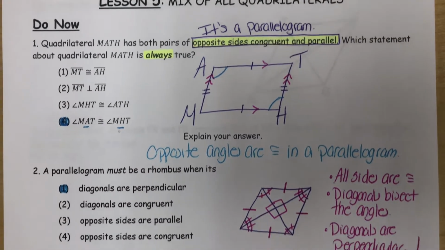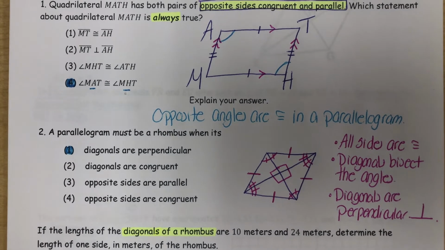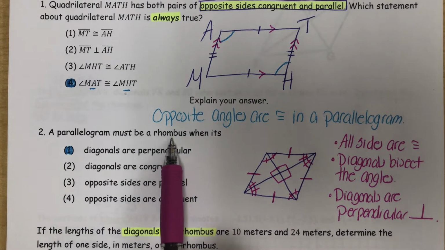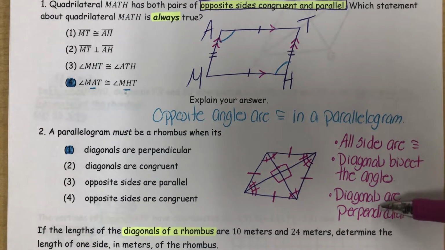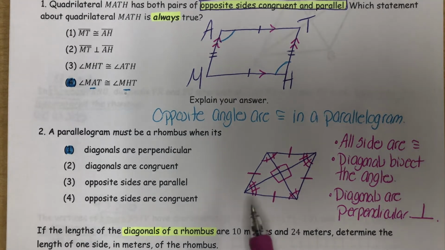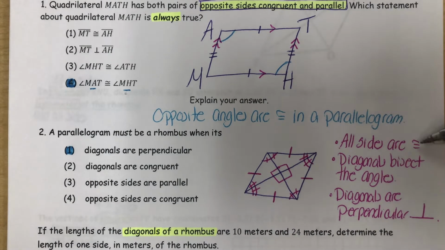Number 2, a parallelogram must be a rhombus when, so again, a rhombus has all the properties of a parallelogram, but what makes it a rhombus and not just a parallelogram is these 3 extra bullets I wrote out on the side. Okay, I just sketched a quick picture here of a rhombus just to give you an idea of each one. So I know all sides are congruent, so I dashed out all 4 sides.